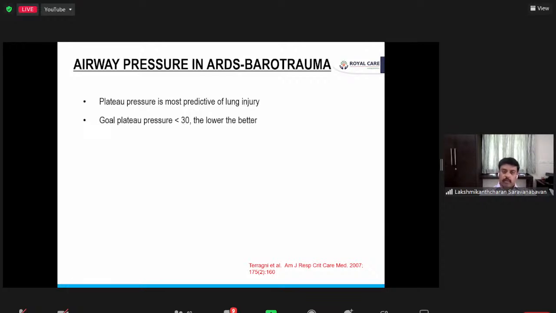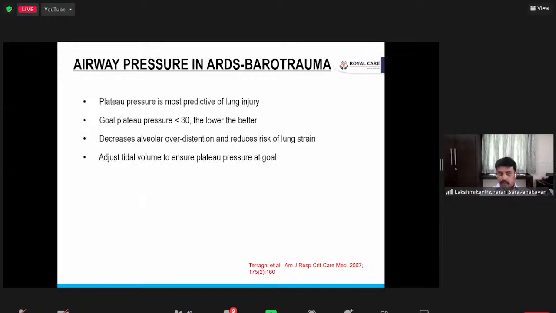The lower the pressures, the better the outcome. Plateau pressure is the most predictive value for lung injury. Always try to keep it low. Decrease alveolar overdistension and it reduces the risk of lung strain. So you need to adjust the tidal volume also to ensure plateau pressure. As we saw earlier in the mechanical ventilator, the pressure is being generated to maintain a tidal volume. So whenever you want to control the pressure, you also need to salvage some amount of tidal volume. You need to come down on the tidal volume.